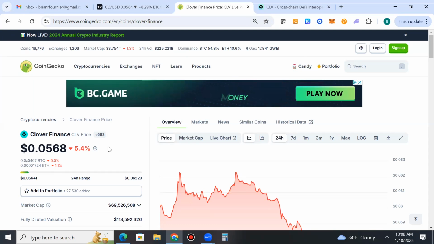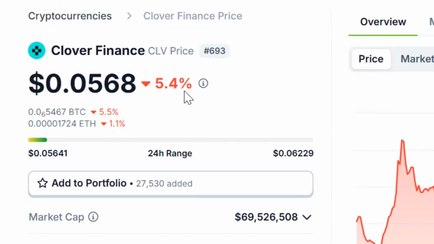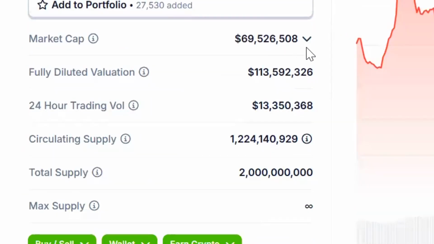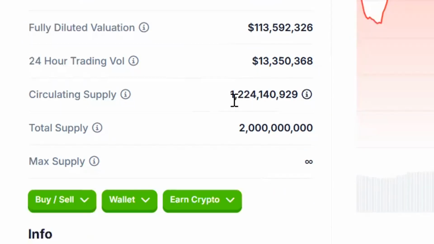And you can see right now, we're on CoinGecko. It's ranked 693, and the price is 5.68 cents. It's down almost 5.5% over the 24 hours. The trading range for the 24 hours is down to 0.056, but it was as high as 0.062. Market cap right now is just under 70 million. Huge room for growth. Huge. Fully diluted is 113 million, so they roughly have 60%, maybe a little bit more, of their tokens in circulation. That's not too bad.